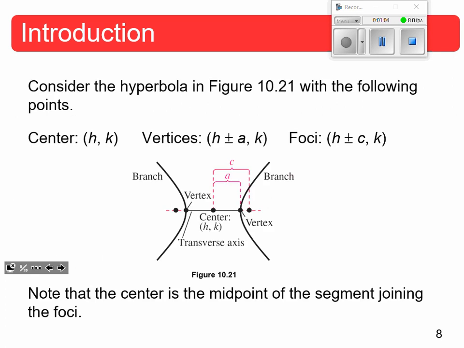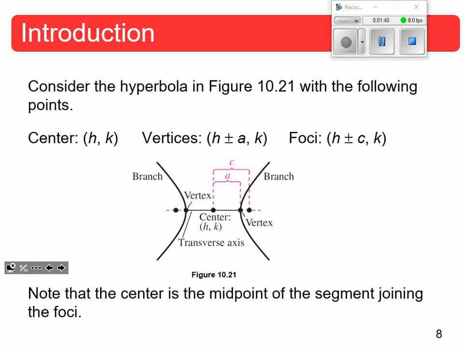Now, the main thing we have is the center is h comma k. Our vertices are going to be h plus or minus a comma k, and our foci are h plus or minus c comma k. And these are our main points. Our foci is h. And we have these here.